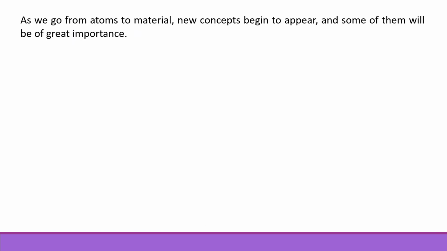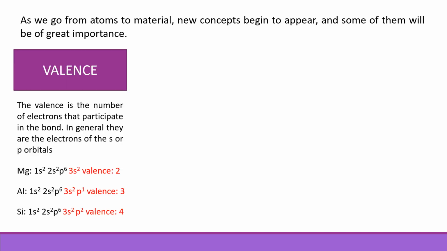Okay, as we go from isolated atoms to atoms building up a crystal material, new concepts begin to appear. Some of these concepts, most of which you already know, will be of great relevance for the properties of the materials we will be concerned with. So one of the first concepts is the valence.